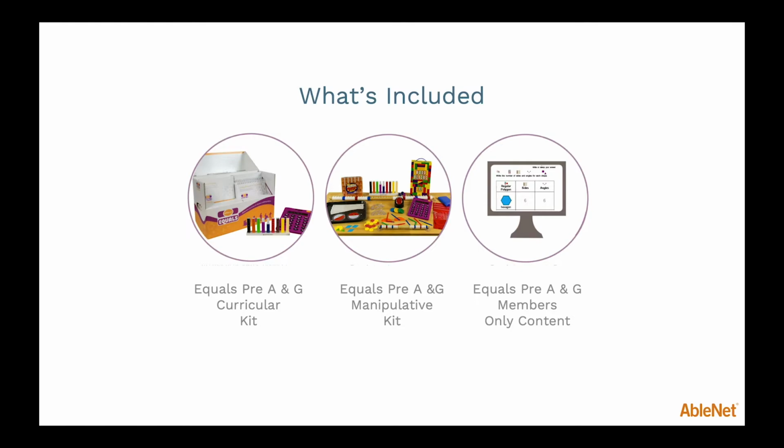Moving out of the philosophy and content of Pre-A&G, let's look at what is included in the curriculum itself. The curricular kit, the manipulative kit, which is all of the hands-on based learning materials that will be used to support the lessons, and the members-only content, which contains data forms, number notes, games, and game materials, and materials lists for each section for preparation of lessons.